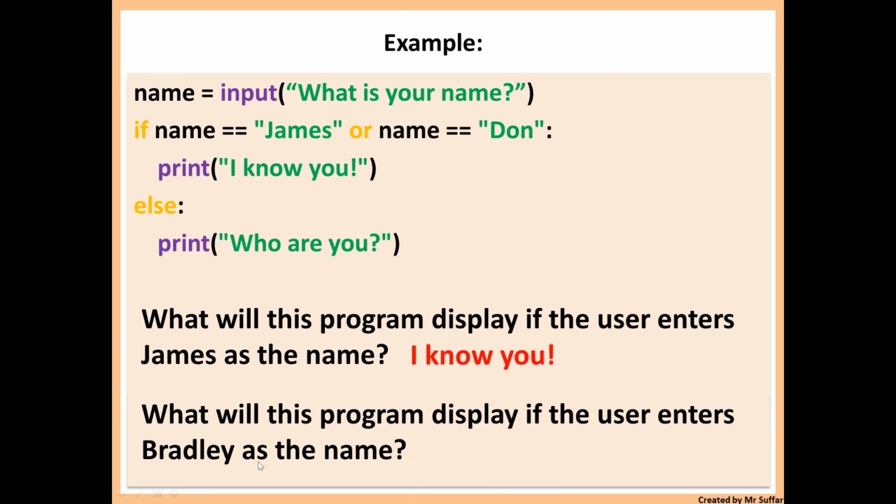What will this program display if the user enters Bradley? Now Bradley is not equal to James and Bradley is also not equal to Don, so we'll skip to the else statement and it will print who are you.